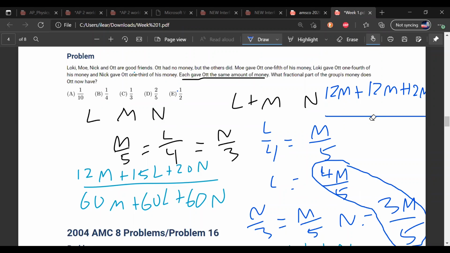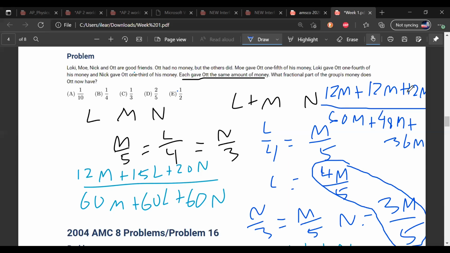Now, let's just write the denominator in terms of m. All right, so we have 60m plus 60 times 4 over 5. So that should give us 48m plus 60 times 3 over 5. That should give us 36m.